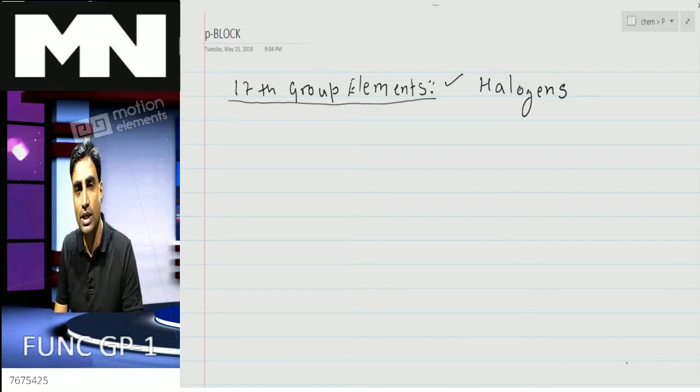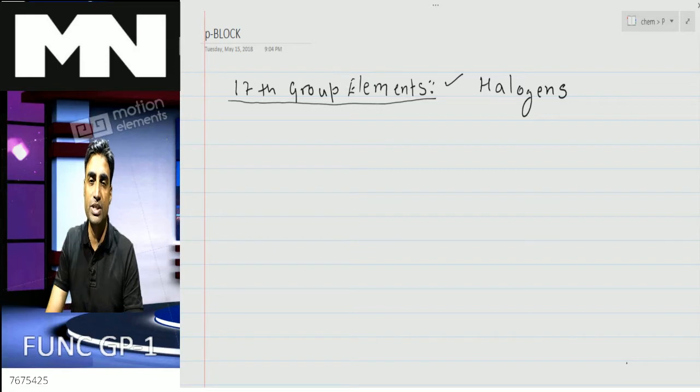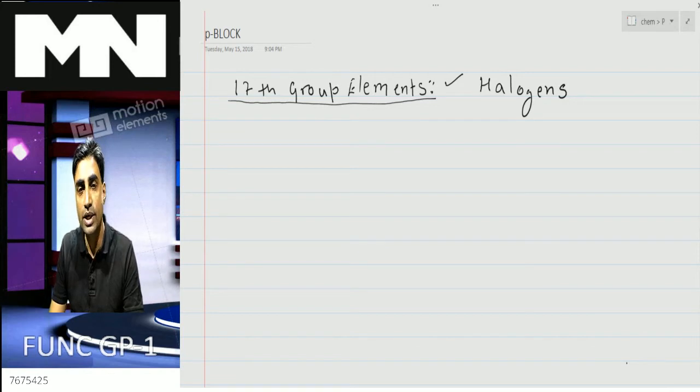We'll be studying about their physical properties like their atomic radii, their electronegativity, their ionization enthalpy, their electron gain enthalpy, their oxidation state, their elemental state, and after that we'll be studying about their chemical properties also. Well, chemical properties include reaction with hydrogen, reaction with oxygen, and reaction with halogens.